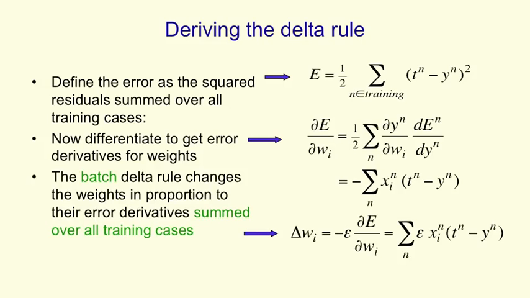So our learning rule is now that we change the weights by an amount equal to the learning rate epsilon times the derivative of the error with respect to a weight, dE by dwi, with a minus sign in front because we want the error to go down. That minus sign cancels the minus sign in the line above, and we get that the change in a weight is the sum over all training cases of the learning rate times the input value times the difference between the target and actual outputs.